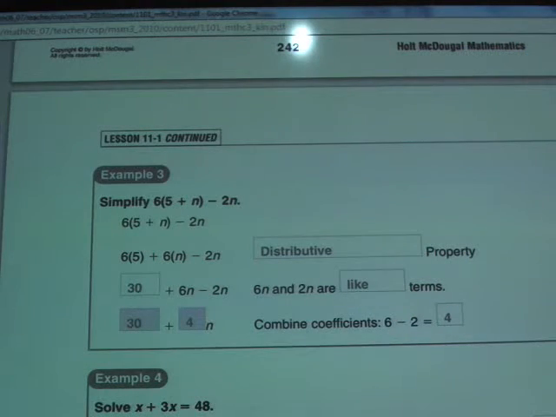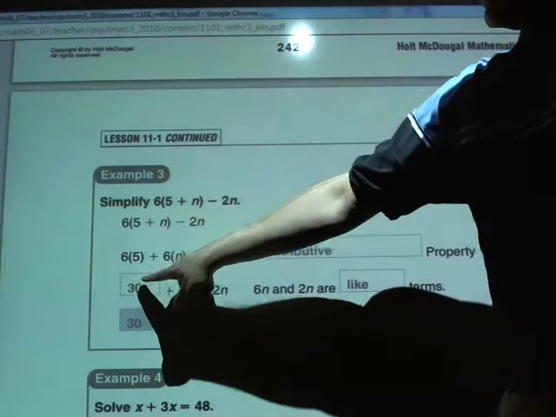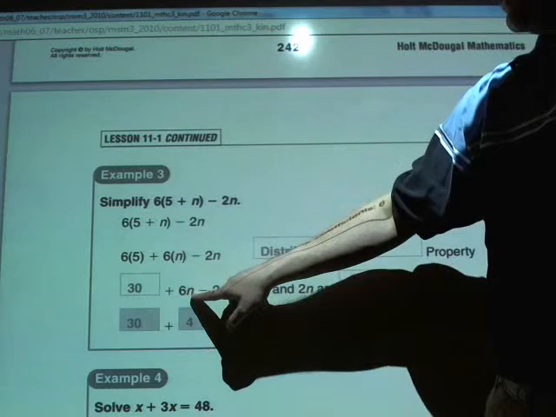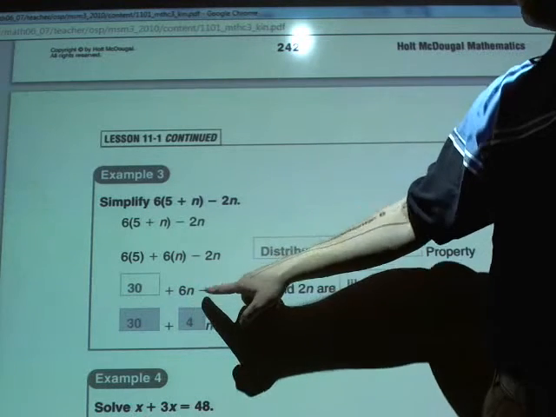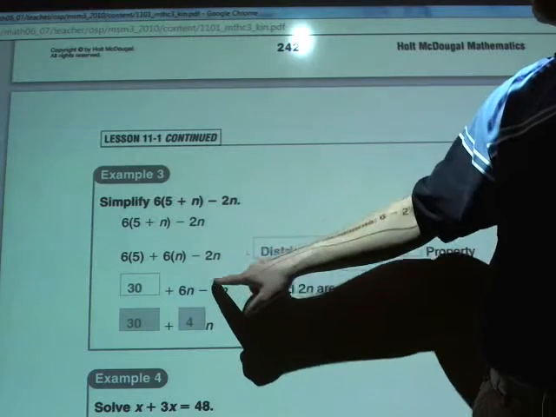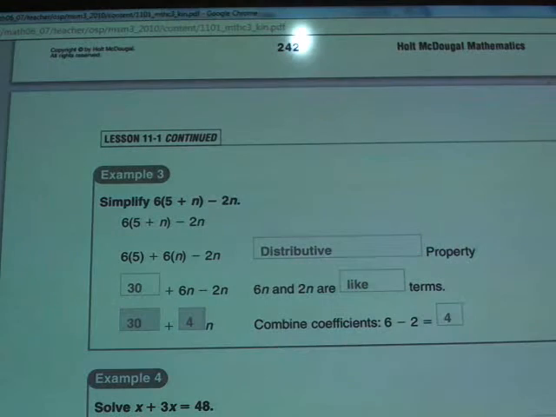Well, obviously we can simplify that a little bit because we've got 6 times 5, which is changing into 30, and 6 times n, which is changing into 6n. And then this 2n here at the end, the minus 2n, I haven't done anything with that because there's nothing to do with it because it wasn't involved in that distributive property.